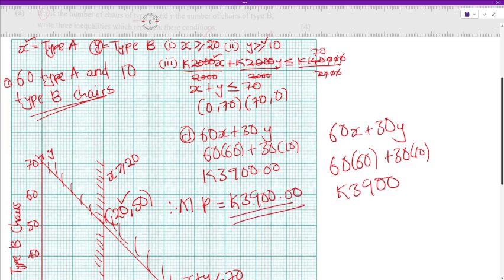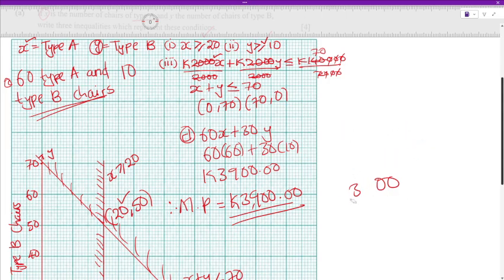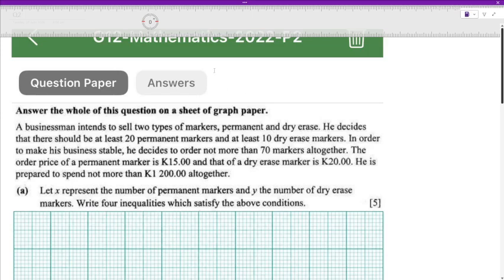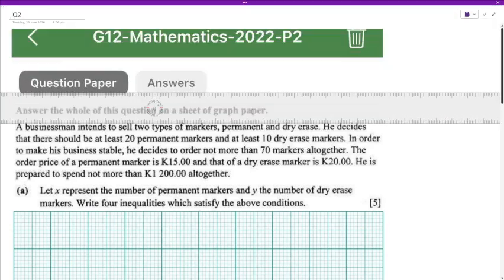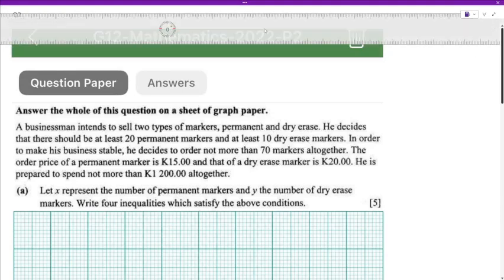And we are done. Do we have any questions at this point? Are there any questions? Okay. All right, since there are no questions, we proceed to our last question, which is coming from 2022 paper 2, written by the grade 12s.